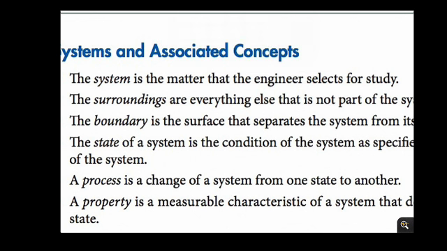So the system is simply whatever matter that the engineer selects for study. It can be a differential particle, it can be a volumetric region, it can be a tire wheel. It's just whatever makes our life easy when we do an analysis. A process is a change of a system from one state to another. And a state is a condition of the system as specified by values of the properties of the system.